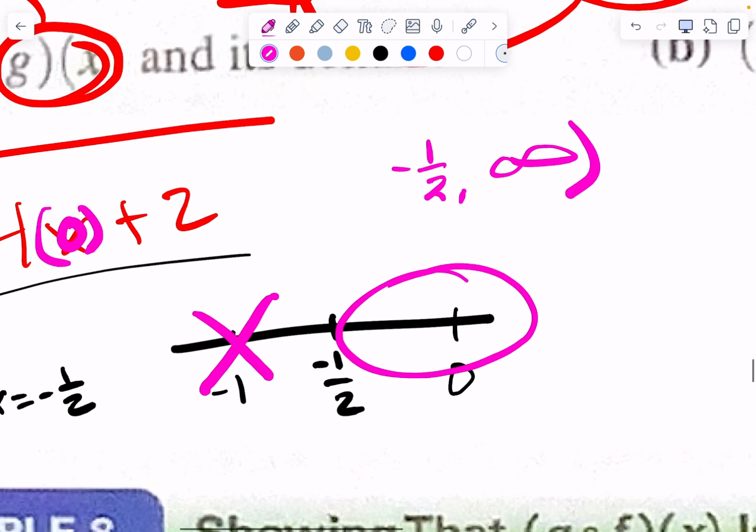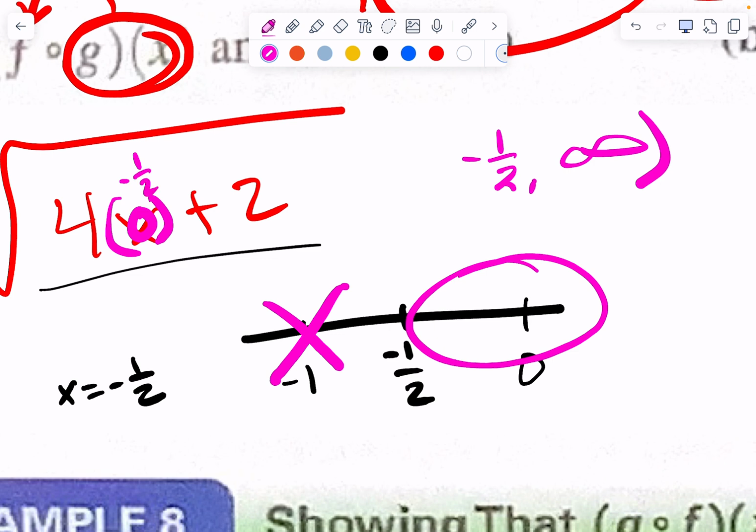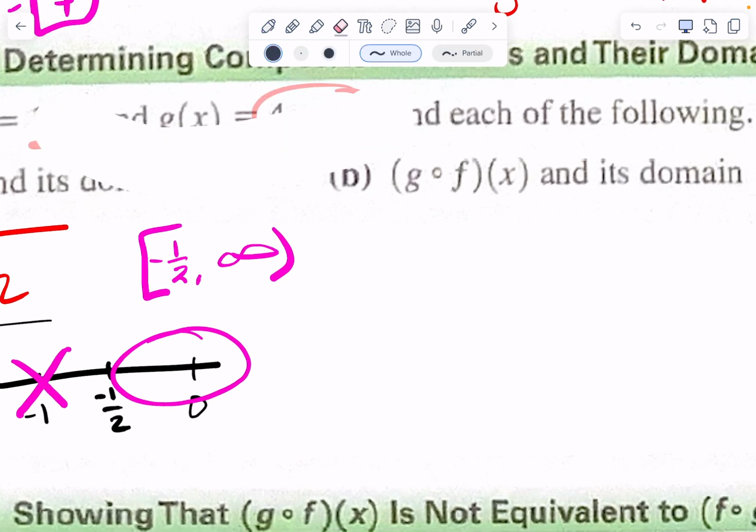Does negative 1/2 need a bracket or a paren? Can you touch negative 1/2 exactly? If I plug in negative 1/2, it will end up being 0. Can you take the square root of 0? Yes, so it's a bracket. Okay, good. All right, now they're wanting me to do the opposite.